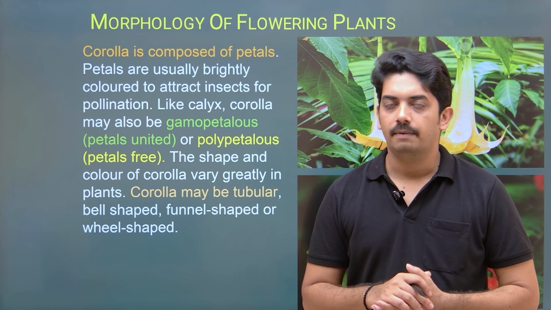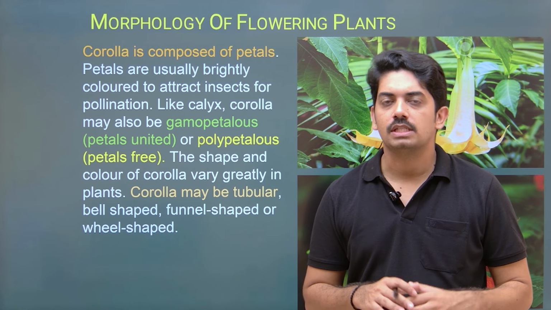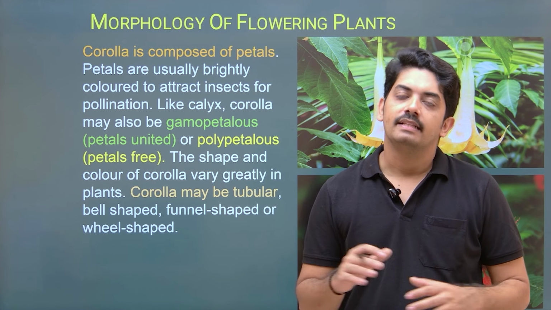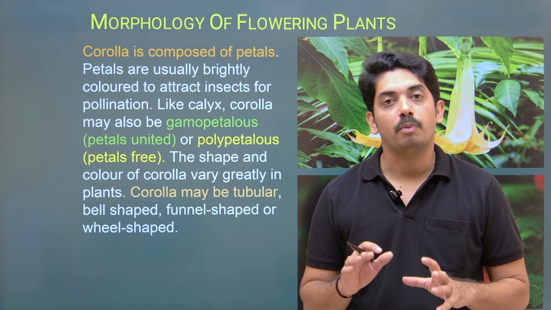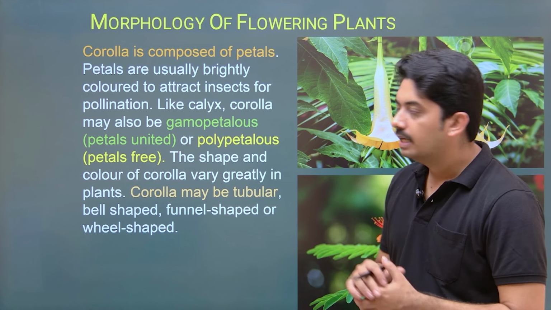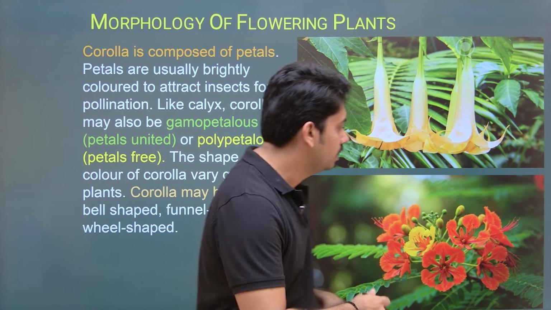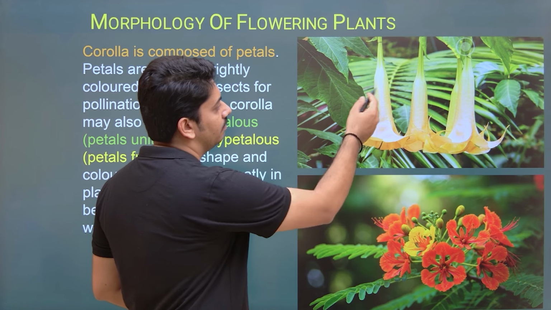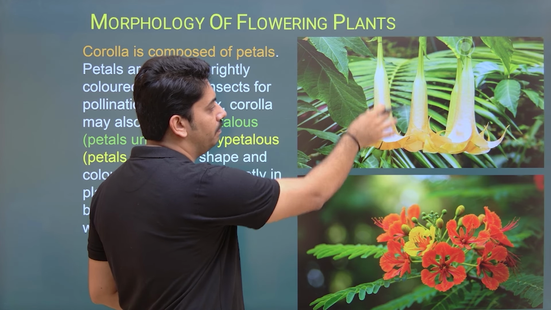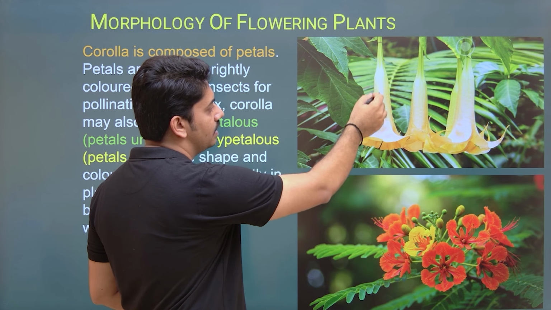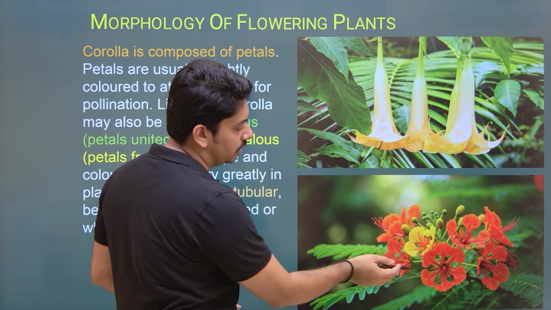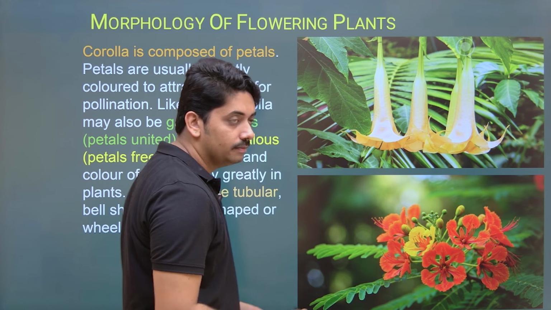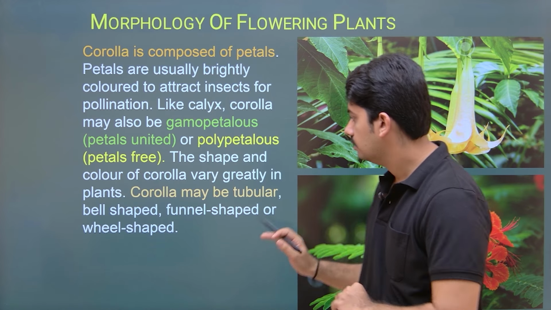Nothing but the corolla. This corolla is also sometimes fused, sometimes free. If they are fused, then it is called gamopetalous condition. If they are free, then it is called polypetalous condition. Gamopetalous condition and polypetalous condition. Here are the examples. Look at this beautiful picture. One is datura, where you can observe a bell-shaped flower. All the petals are fused here. This is called gamopetalous condition. This is gulmohar. You can see all the petals are free here. This is called polypetalous condition.